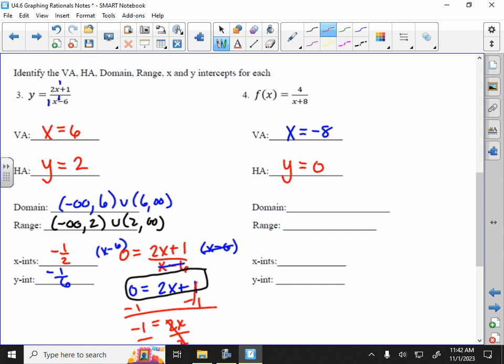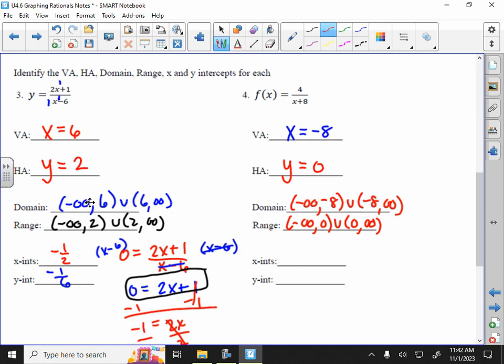All right, the domain, again, is based off the vertical asymptote number. So that'd be negative infinity to negative 8, union negative 8 to infinity. Range is based off the horizontal asymptote number. So negative infinity to 0, union 0 to positive infinity.